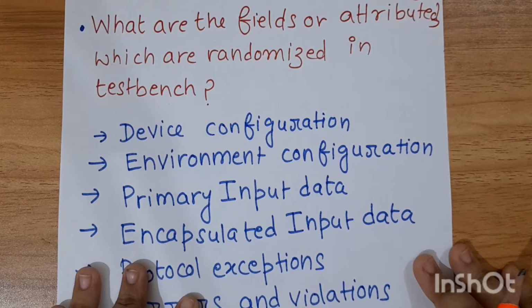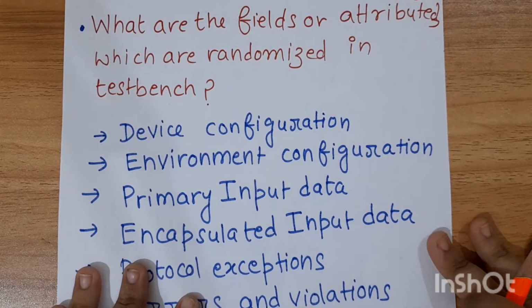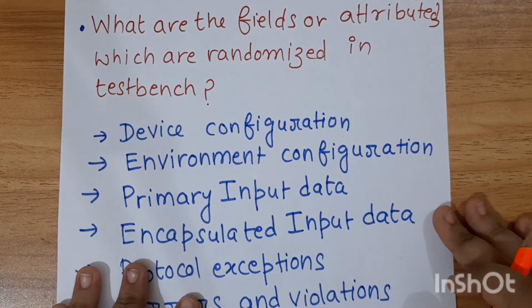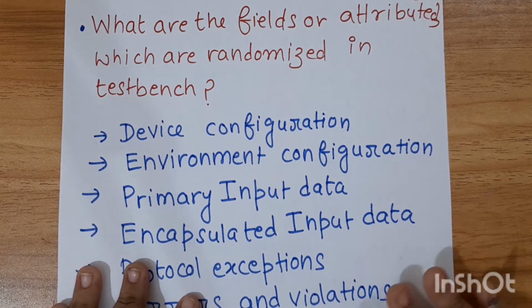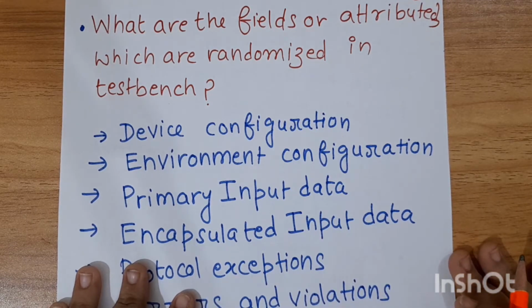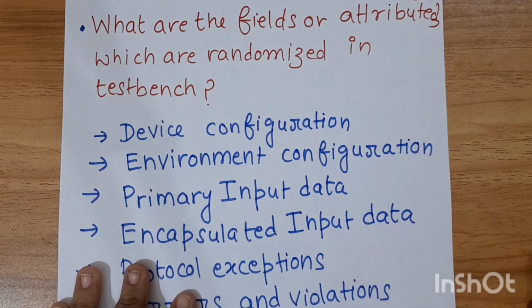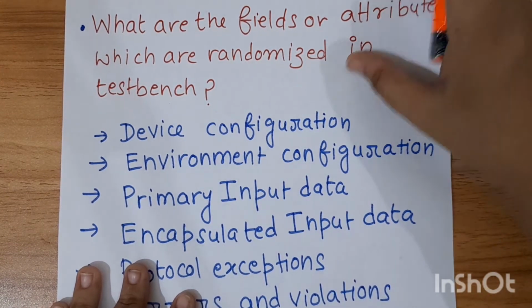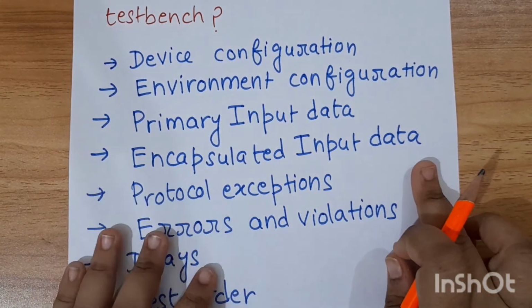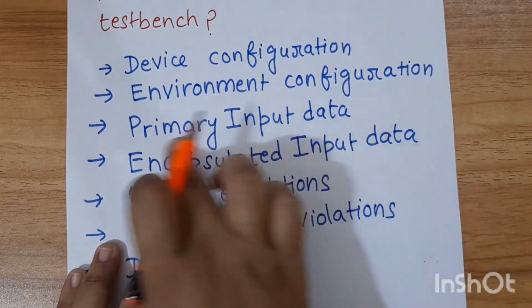Now what are the fields or attributes which are randomized in the test bench? That we will see. We will list out what are the attributes, what are the fields, what are the components, what all we can do in the randomization. First point, design configuration. This we can randomize. Environment configuration, that also we can randomize. Primary input data, that also we can randomize. Encapsulated input data, that also we can randomize.